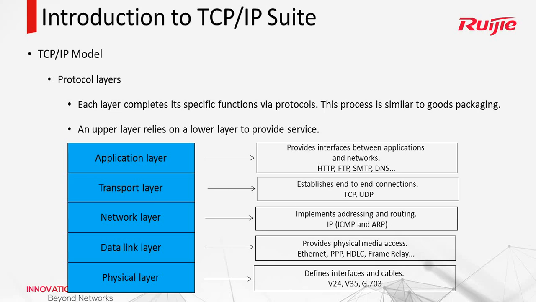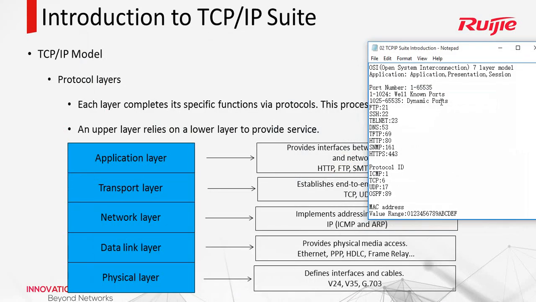But in fact, there is also another popular model called the OSI model. It has 7 layers. In the OSI model, it divides the application layer into the application, presentation, and session layers. Okay, so we need to know both of these 2 models.